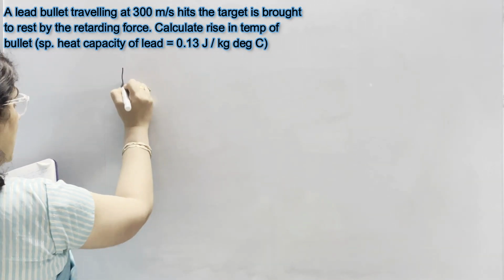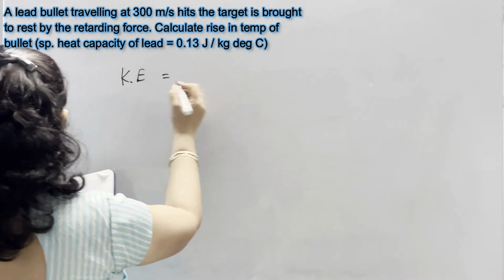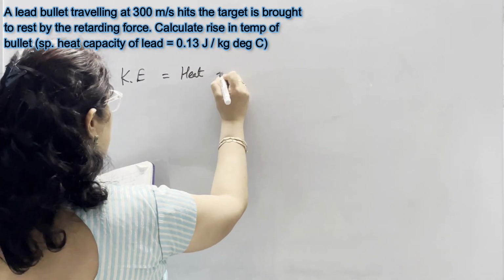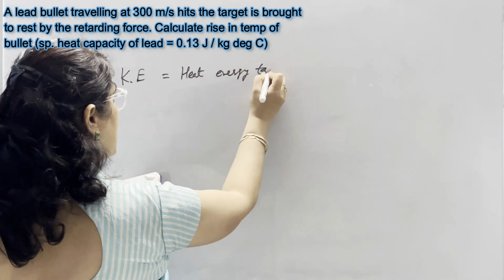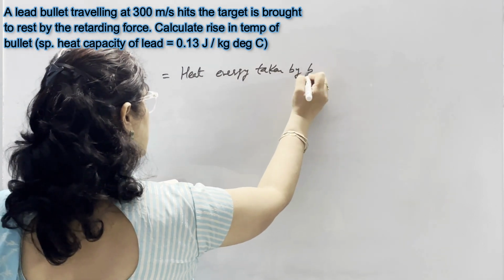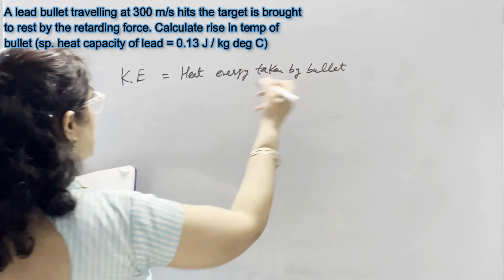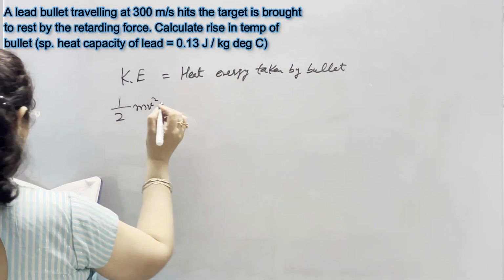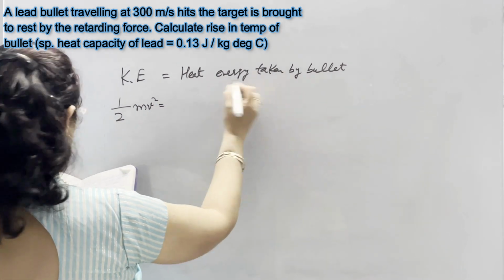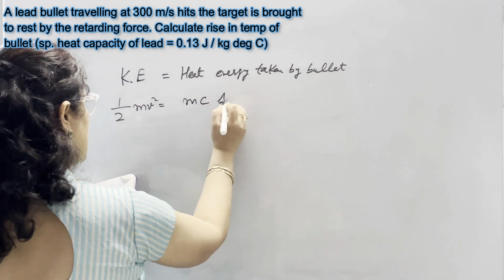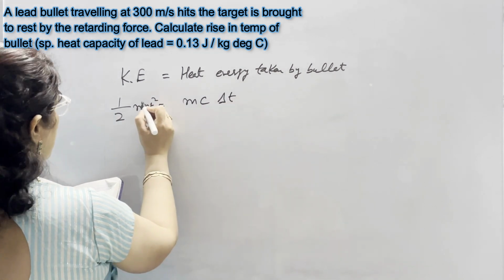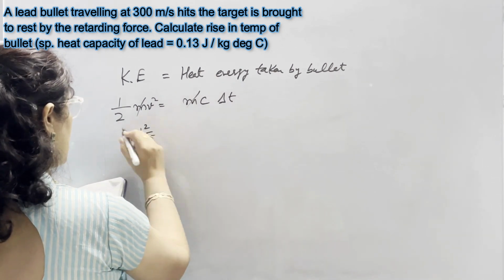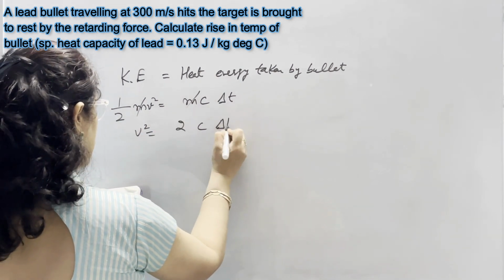So we know that kinetic energy is being converted to heat energy. So kinetic energy is equal to, question asked is heat energy taken by bullet. कितनी गर्म हो जाएगा, कितना टेम्परेचर में चेंज आएगा. सो काइनेटिक एनर्जी वी नो द फॉर्मूला half mv square is equal to heat energy taken by bullet. It means mc delta t. M of bullet is not given, but we know that it is same, so they can get cancelled. So v square is equal to 2c delta t.